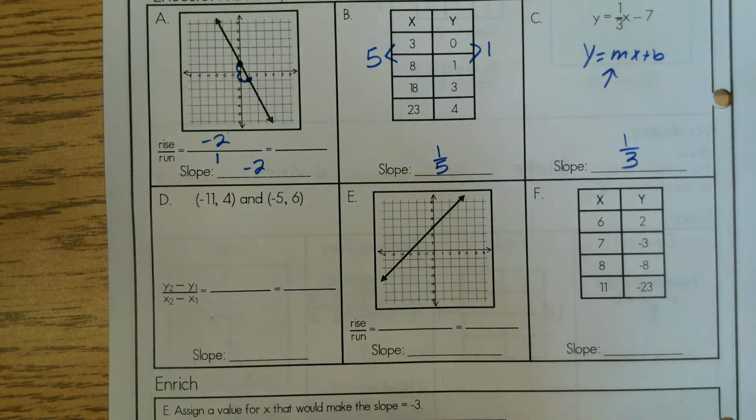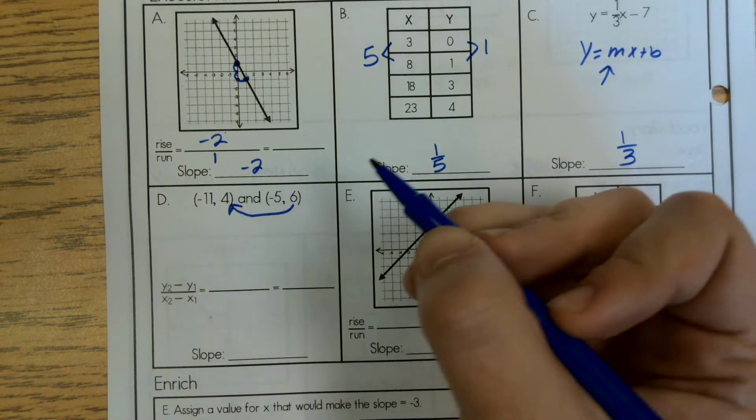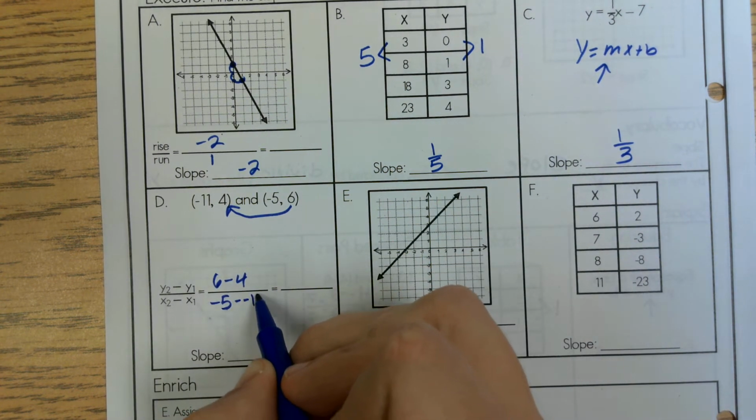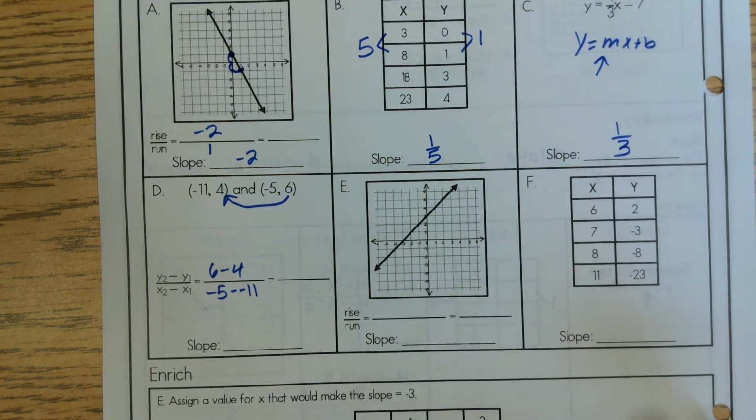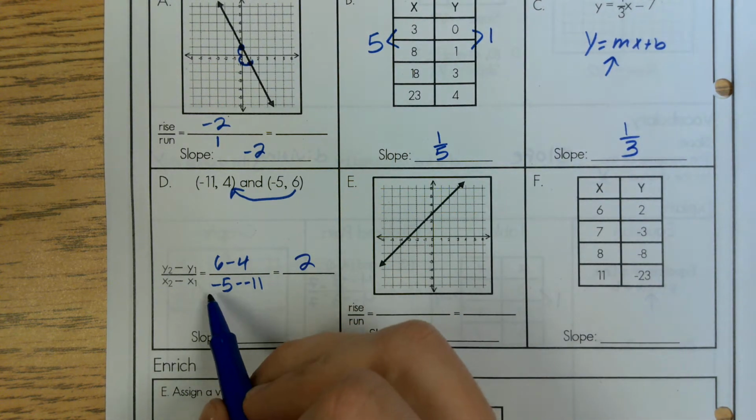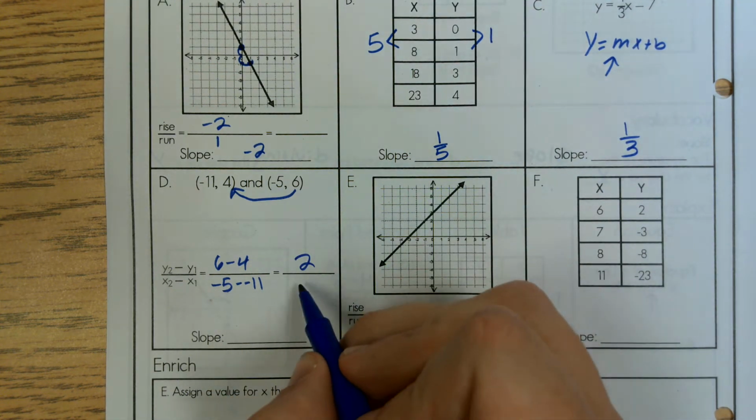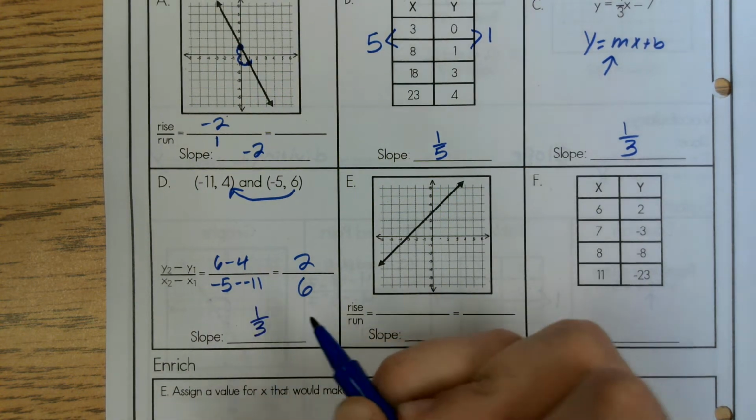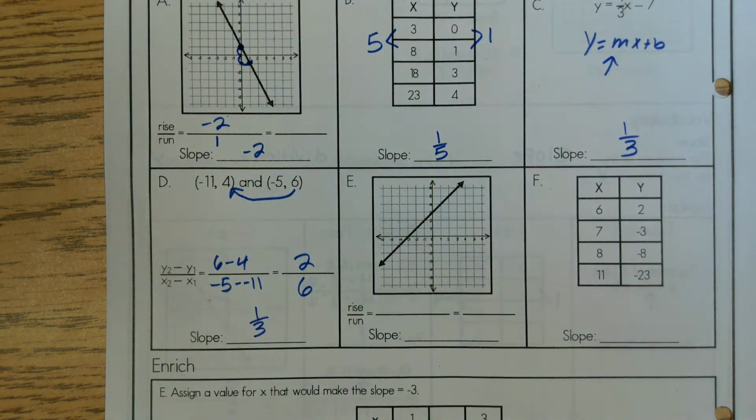So you do 6 minus 4. Good. 6 minus 4, and then negative 5 minus negative 11 on the bottom. So 6 minus 4 is 2. Negative 5 minus negative 11 is actually 6, because that's like saying negative 5 plus 11. So Charles, what's our slope then? 1/3. I love it, Charles. You reduced the fraction. That's exactly what we need. Good job.